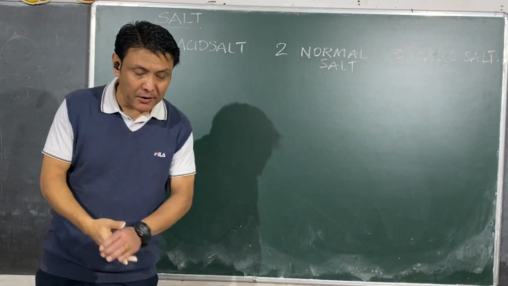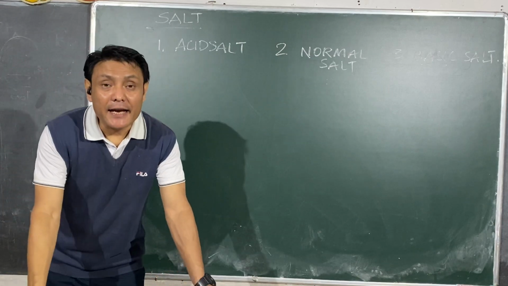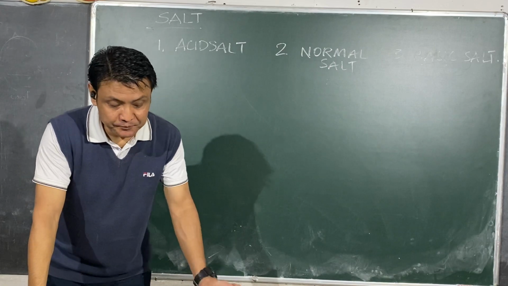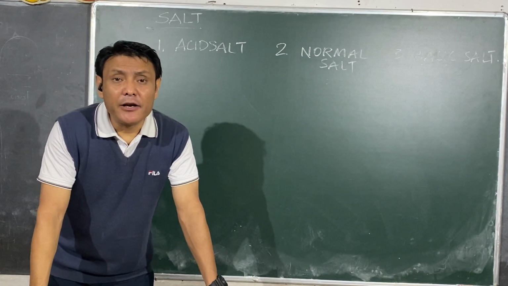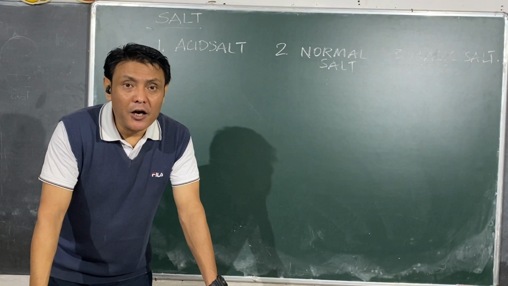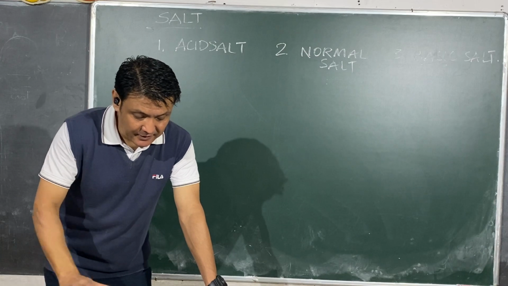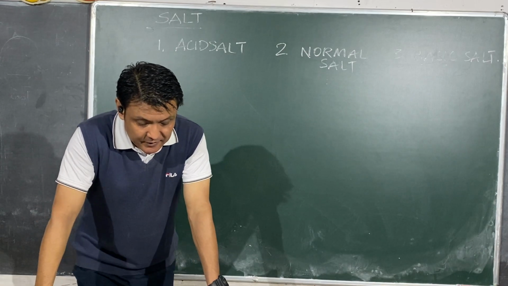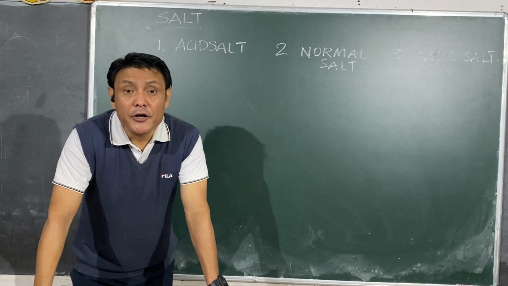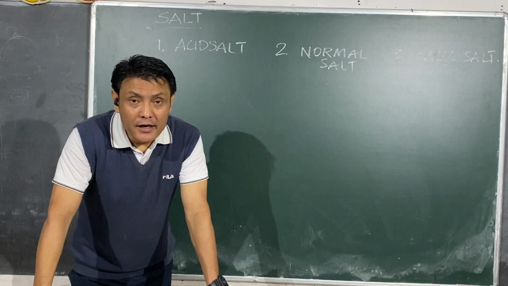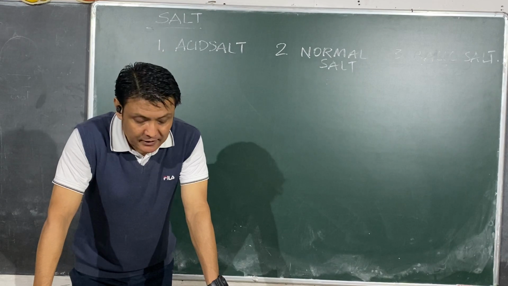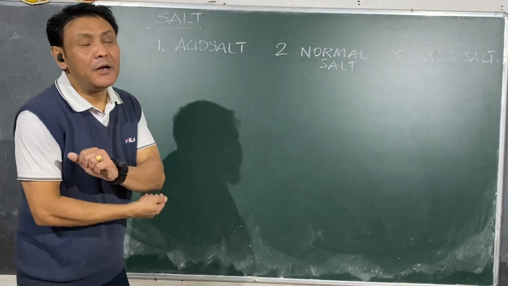What is an acid salt? Let us talk about what is an acid salt. An acid salt is a salt produced when the replaceable hydrogen ion of an acid is partially replaced by a metal or ammonium ion. I want to repeat it. An acid salt is a salt formed by the partial replacement of replaceable hydrogen ion of an acid by a basic radical, that is metallic or ammonium ion.